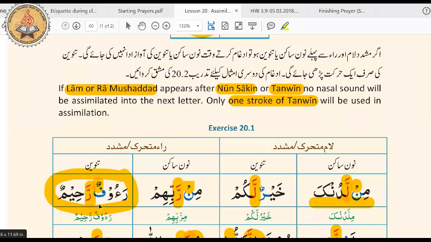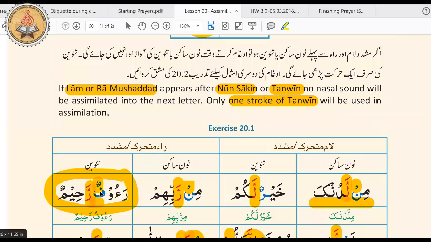So the rule is that you don't want to hear the nun sound. So instead of saying "funra", I will not produce the nun sound. When I say this word, I will make sure that I don't say the nun sound. So how I would say this is "furra". I've said the fa sound, but I haven't said the nun sound.